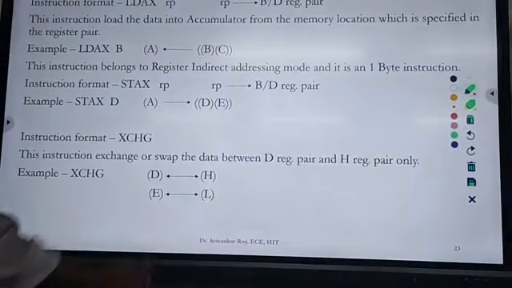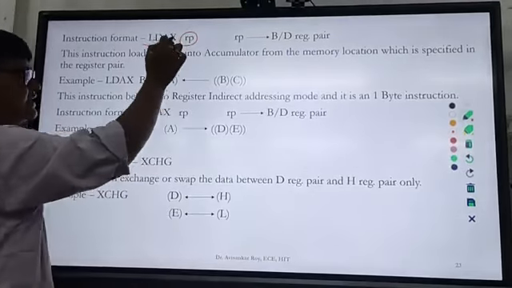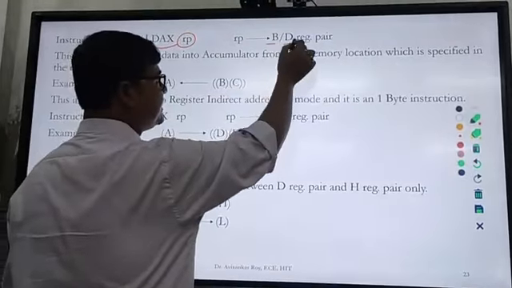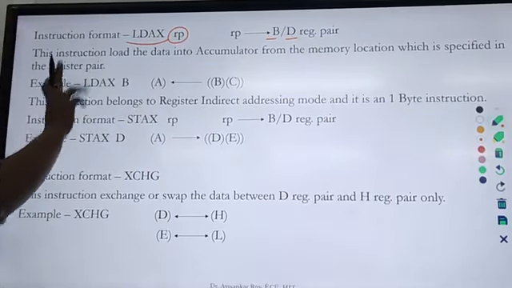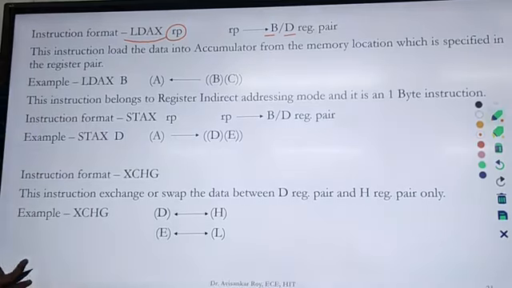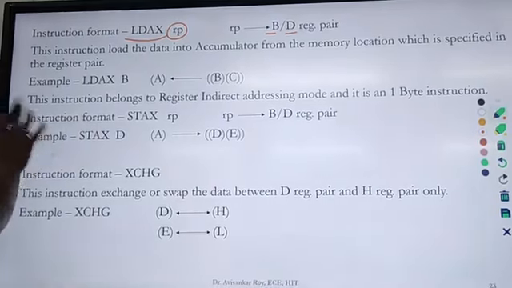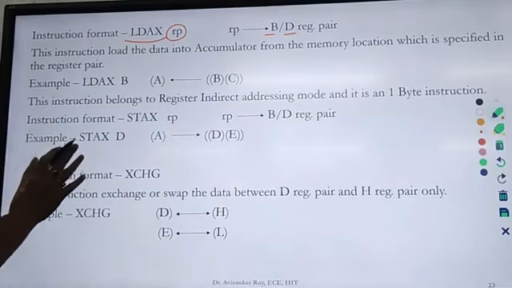Another instruction is LDAX RP. Here LDAX is the opcode and RP defines the register pair. It defines the B register pair and the D register pair. For this instruction only two register pairs can be used, only B and D. The H register pair cannot be used in this instruction. I am going directly to the examples because it is like a register indirect mode instruction.